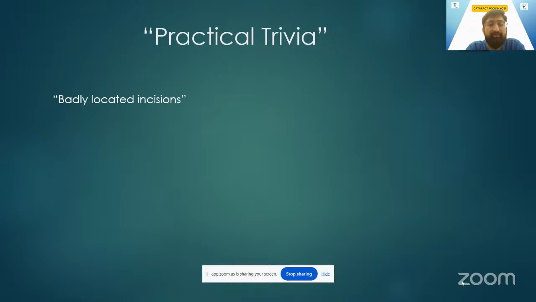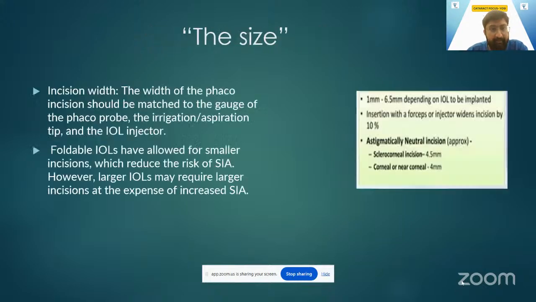I used to be a little fearful when I was expected to shift to a particular side. Apart from that, yes, if there's a small corneal opacity at that particular area, then you should be mastering all the incisions at different locations. So that's the practical trivia.